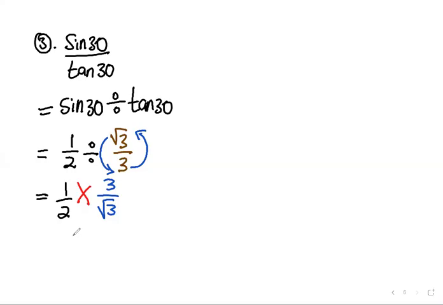And then when it's like this now, you are more than welcome to say, okay, there's no need of rationalizing the denominator here because you're having a multiplication sign. So I'm going to multiply 1 times 3. I'm going to multiply the numerators. 1 times 3 is 3, all over 2 times root 3 is 2 root 3.